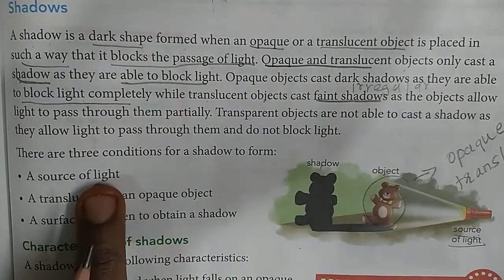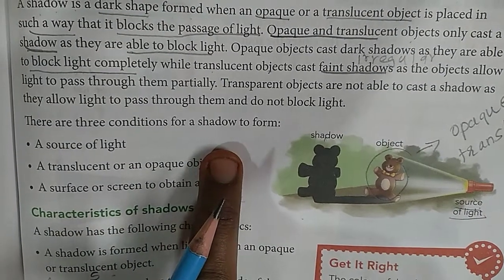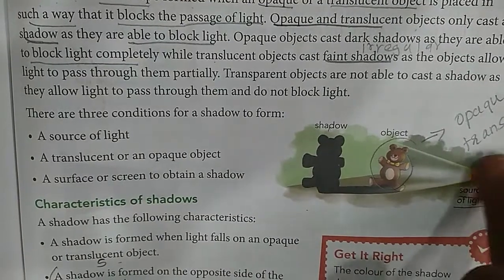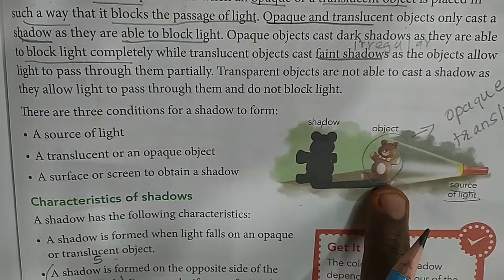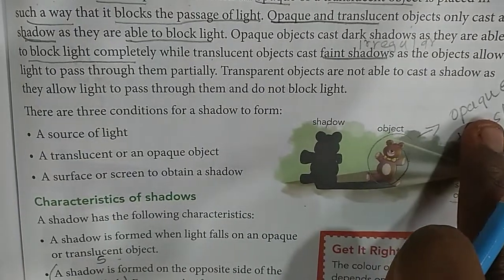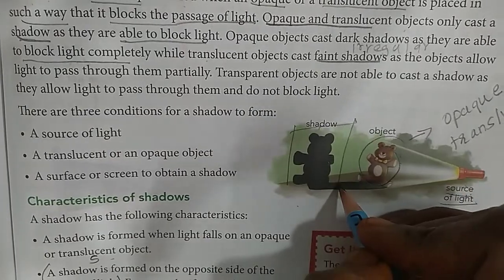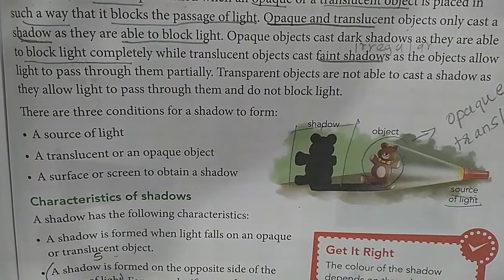So what are all the conditions of the shadow? What conditions are needed to form a shadow? First, we need a source of light. Then we need an object, either opaque or translucent. We need a surface or a screen to obtain a shadow.